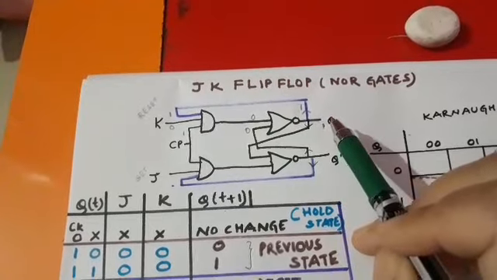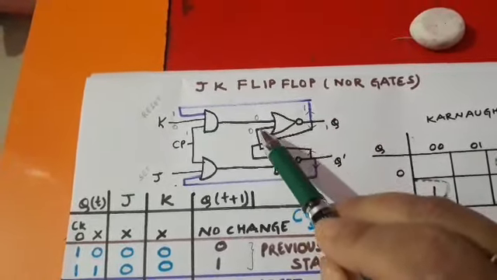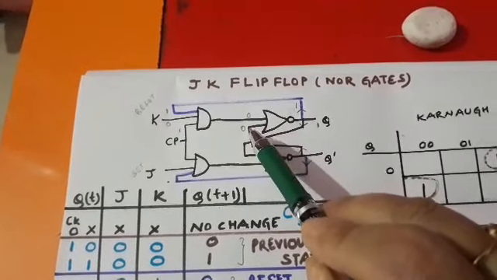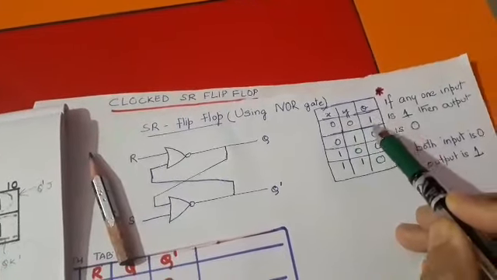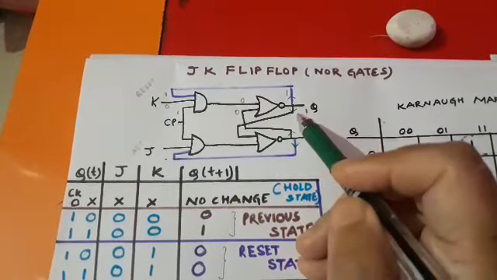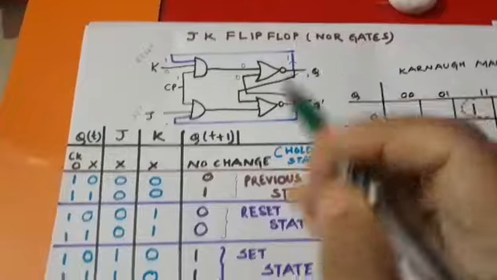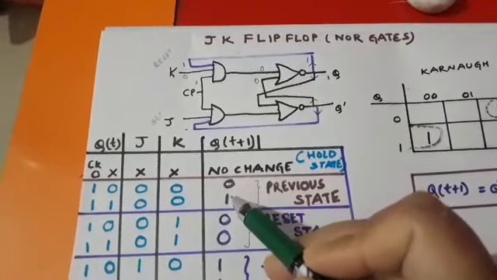And because the Q previous is 1, Q prime will be 0. So this time both the inputs are 0. And we know very well, I'll show you also, that if both the inputs are 0, the output will be equal to 1. So applying that logic here, two inputs are 0, output will be 1. And that is what we write here.